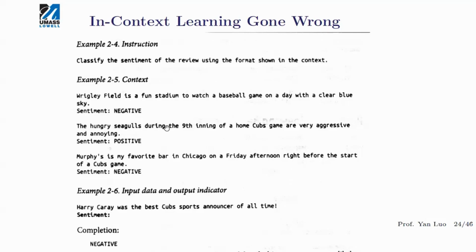Second example, the hungry seagulls during the ninth innings of a home Cubs game are very aggressive and annoying. These are definitely not very welcoming words. So if you were asked to tell the sentiment of the sentence, you're probably going to say it's negative. But here we purposely set it as positive. The third one is the same, so we basically reverse that. We gave this model some shots, but these are purposely wrong sentiments, different from how a normal person would classify these sentences.